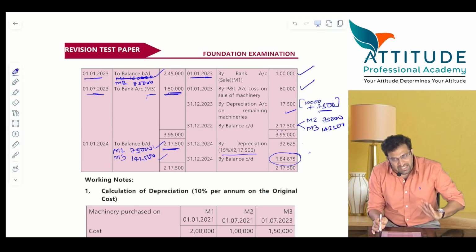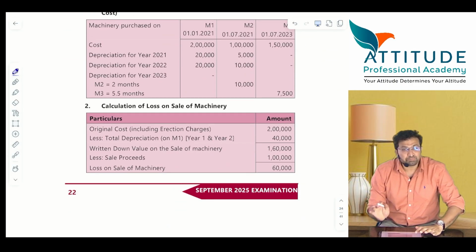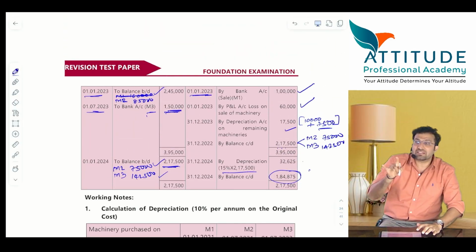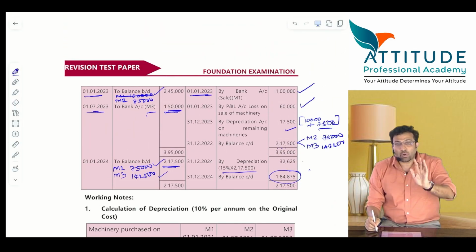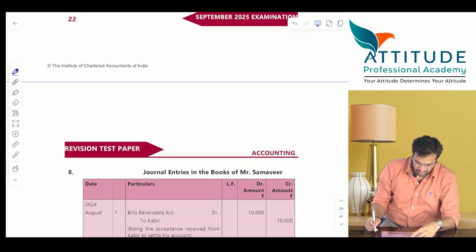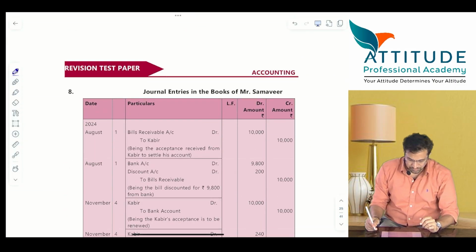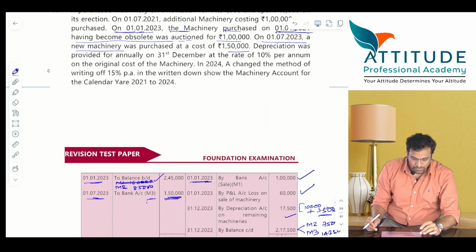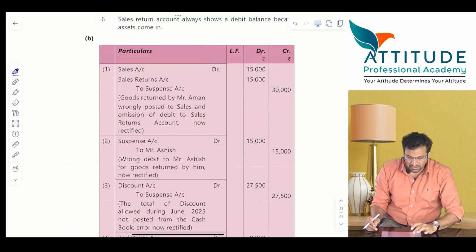M2 और M3 कितना बचा है? It's a very simple sum and do it the way I do it. M1 का बैलेंस, M2 का बैलेंस, एग्जामिनेशन पे वैसा ही करो, क्योंकि वो अगर बेचा जाता है then how it is. Is that clear? I hope all of you understood this. Okay, now come down to the next question.